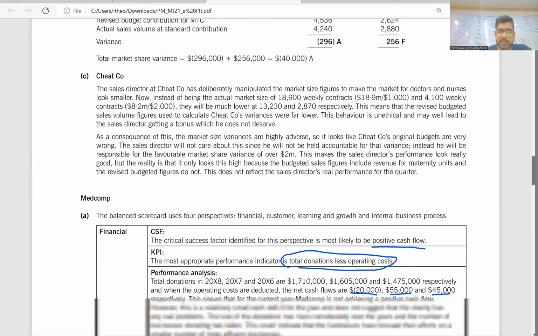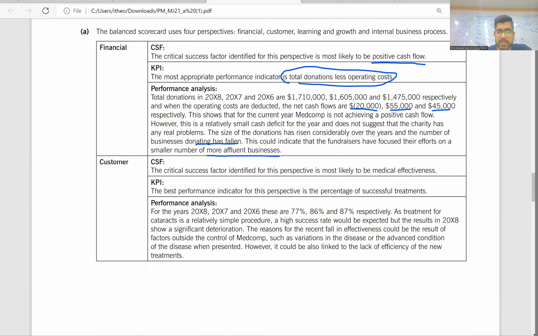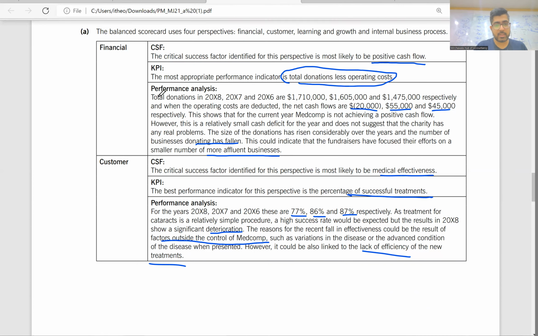Customer, the critical success factor is medical effectiveness, the best performance indicator is the percentage of successful treatments, and as I told you, 77, 86, 87. As treatment is simple, a high success rate would be expected, but results show a significant deterioration. The reasons could be factors outside the control of Medcomp. So maybe some people will say that this is not the fault of Medcomp. It may be due to other factors. In commentary, you have the right to share your own views. It could also be linked to lack of efficiency of new treatments, as I told you. So whatever stance you take, just justify it. This question seems difficult to students, but these are easy questions.